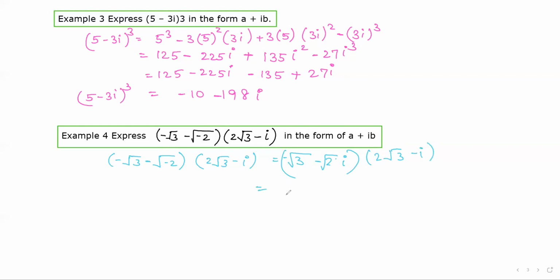Minus root 3 into 2 root 3 will be equal to minus 6. Again minus minus plus root 3 into i, minus 2 root 3 into root 2, 2 root 6 into i, plus root 3 into i square, which is minus 1. So you have minus 6 minus root 3 plus root 3i minus 2 root 6 into i.